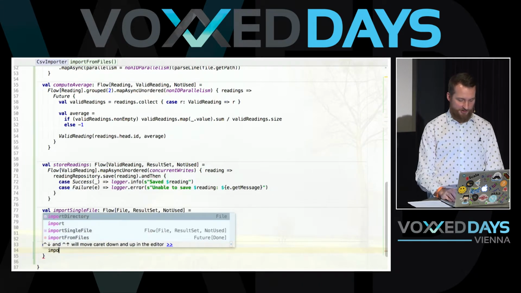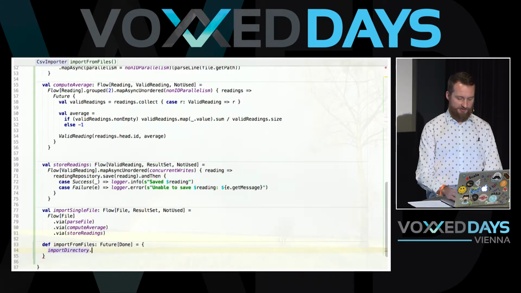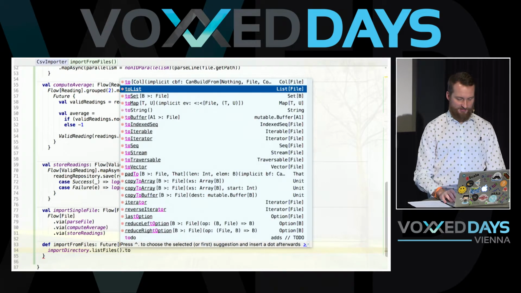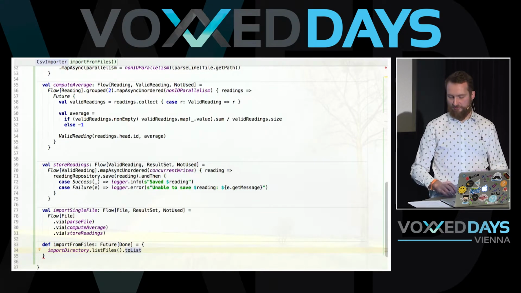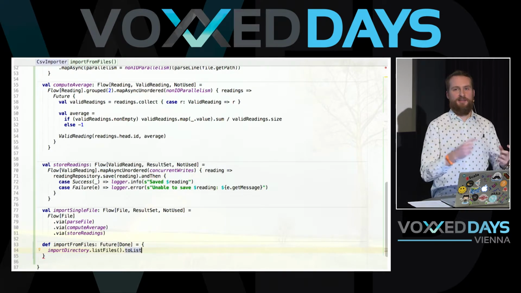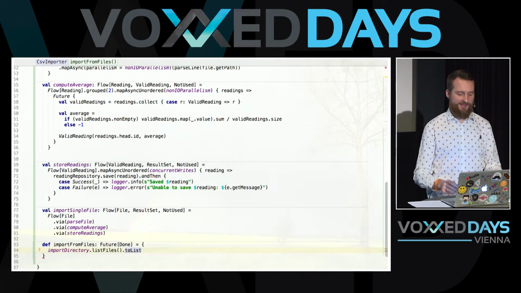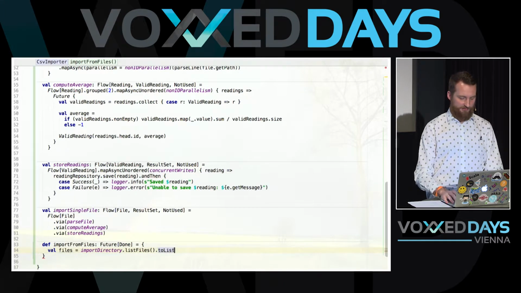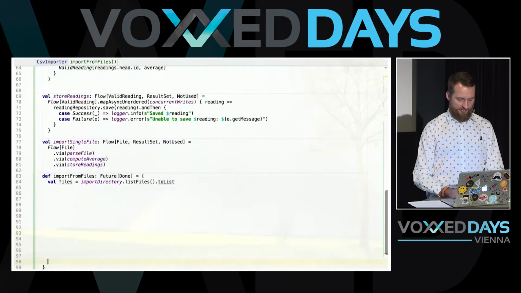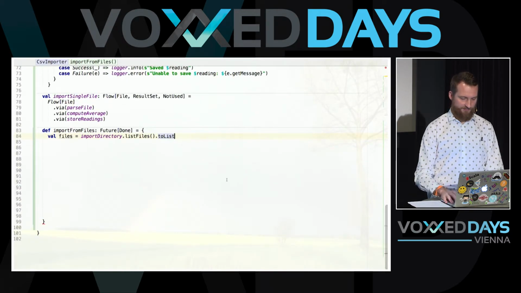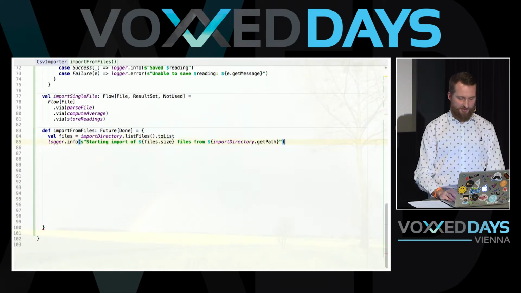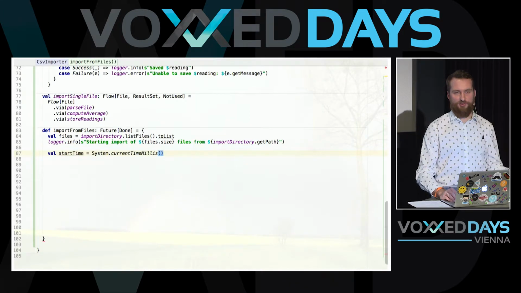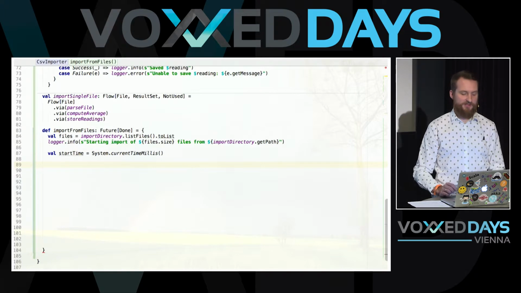So we have our configuration parameter for the import directory. We just list files and convert the array to a list, because when we'll be creating a source from this sequence of files, an Akka Streams source has a constructor that takes a list, not an array. We'll store it in a variable. Let's make some more space here. Now we want to do some logging. We may want to measure the time it took to import, so let's have the start time here.